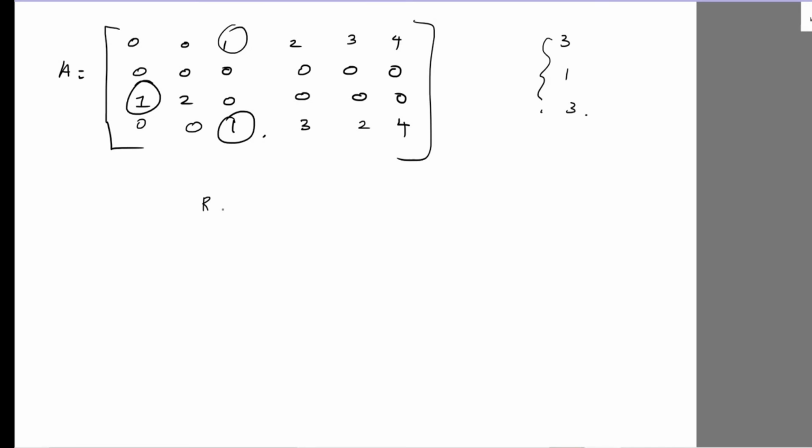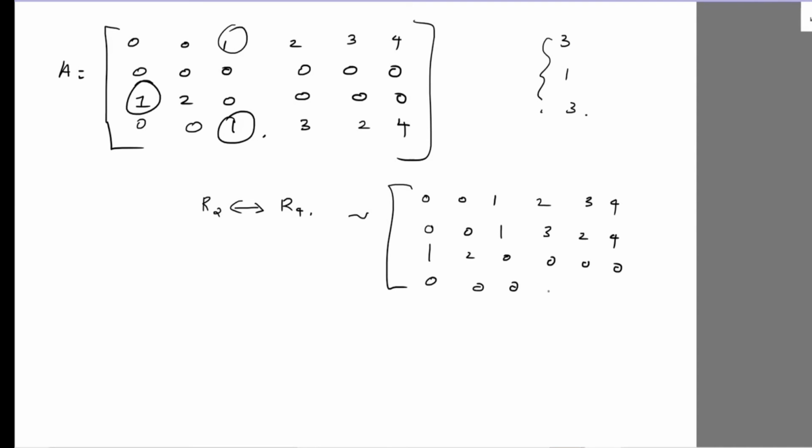So first of all, I am going to interchange R2 and R4. So the matrix will be 0 0 1 2 3 4, 0 0 1 3 2 4, and the third row will be 1 2 0 0 0 0, and the last row will be full of zeros.